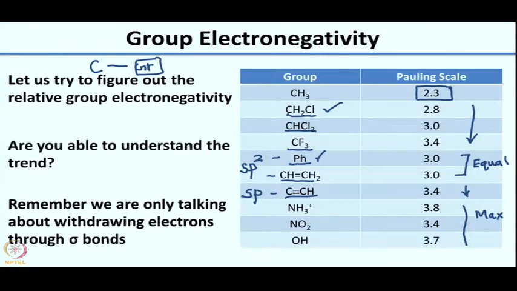Now in all these cases where I have NH3, NO2, OH, a common mistake which students make, and I see this even in my classroom, is that they confuse this with another effect where the lone pairs actually play a role. But in this case, as I told you again, we are only talking about the effect through the sigma bond. So here we only look at the electronegativity difference. Nitrogen and oxygen are more electronegative than carbon, which is why they have greater electronegativity values of 3.8 and 3.4. Of course in this case the value is very high because you are talking about a charged species.